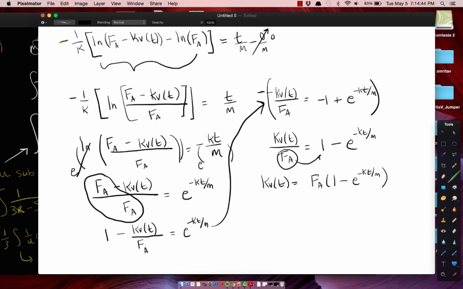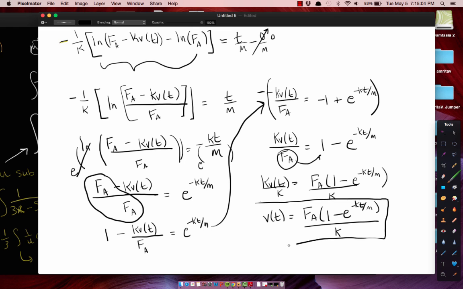And then all you need to do is divide by k. So v(t) is equal to f_a times (1 minus e to the negative kt over m) all over k. And that's your final answer for this problem. It's a pretty long part D, but this is the answer that the College Board expects. So this is what they want.